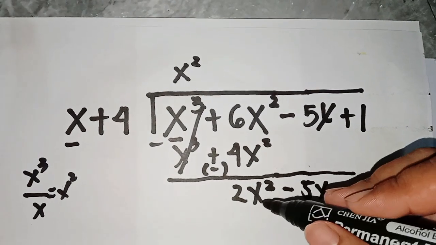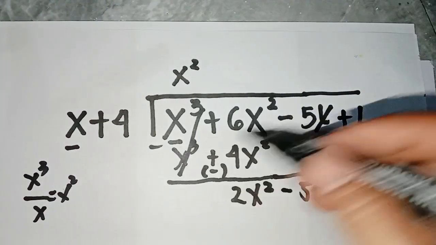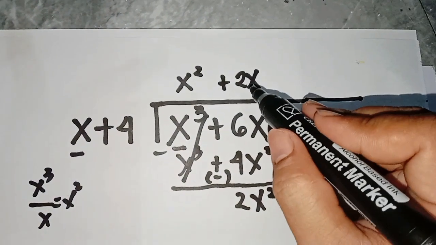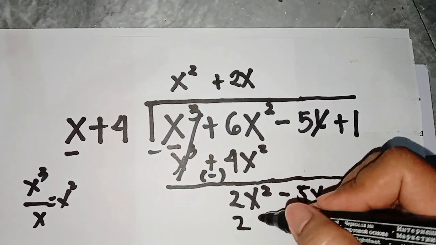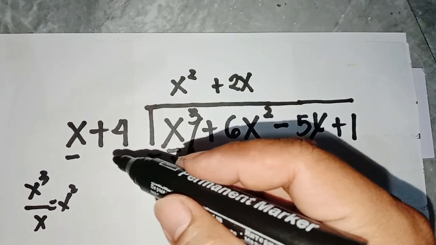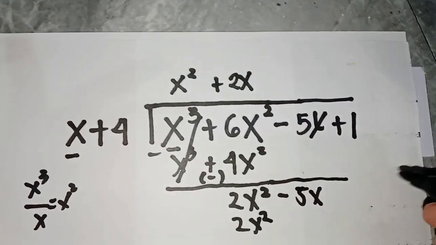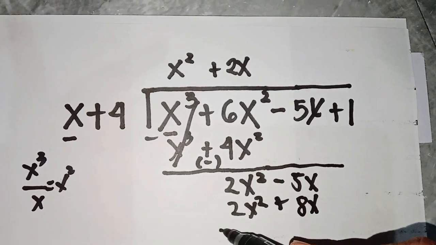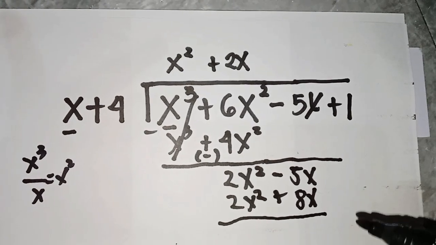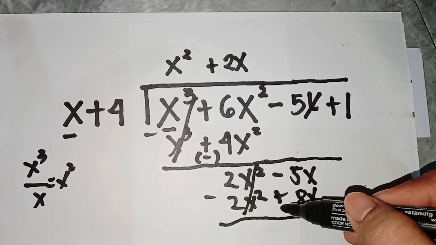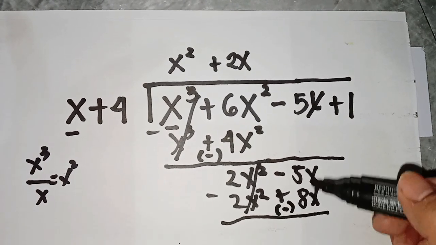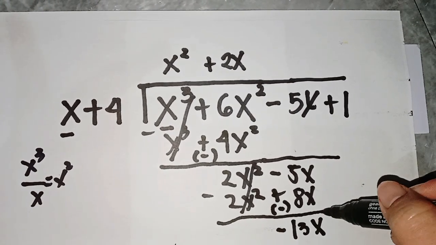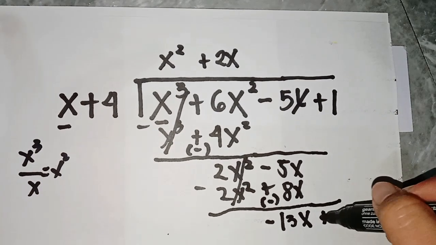So, to have 2x squared, we have to multiply x by positive 2x, because if you multiply 2x by x it will give you 2x squared, then 2x times 4 is positive 8x. Then hide the line, sorry for the line, so this is minus, cross out, change the sign, so negative 5x minus 8x is negative 13x. Then make it longer, then bring down positive 1.